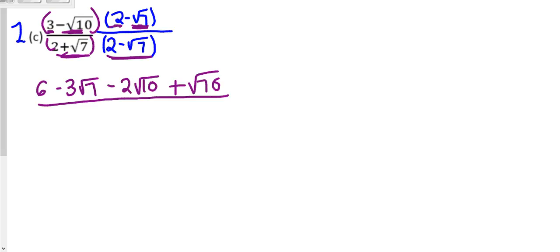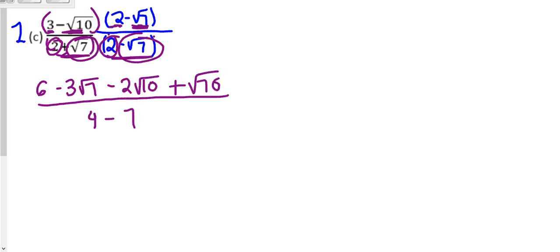And on the bottom, I'm multiplying 2 conjugates, so I could FOIL it out, but my middle 2 terms will always cancel. So really, all I need to do is 2 times 2, square root of 7 times negative square root of 7. 2 times 2 is 4. Square root of 7 times negative square root of 7 is a negative whole 7.